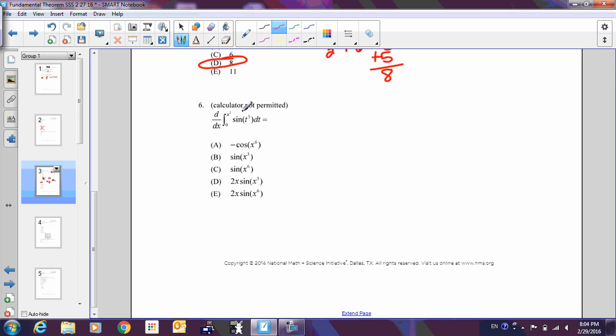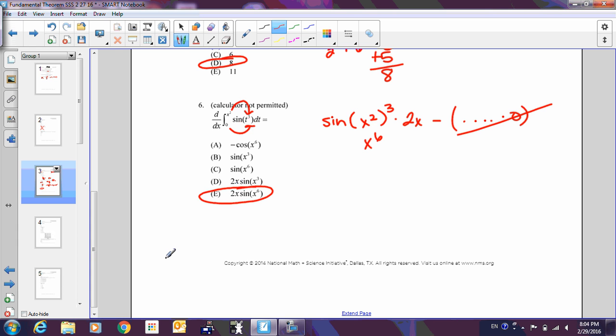Okay, number 6. Deriving an integral. This is straight up second fundamental theorem of calculus. So we're going to take x squared and plug it in for t. So I have x squared, and then that whole thing is being cubed, and then we also got to multiply by the derivative of x squared. Now, technically, you would want to do the same thing with the lower bound, but at some point you're going to multiply by 0. Excuse me, that whole thing goes away. And so now you got to think about, what do I have left? Well, this is x to the 6, and then we also have a 2x, so our answer ends up being E.